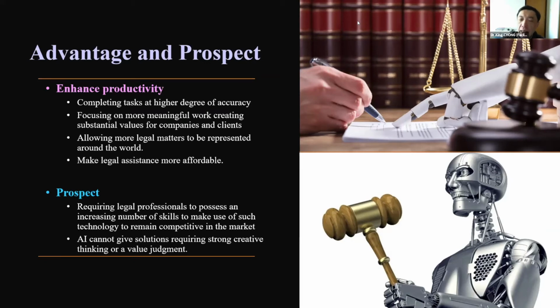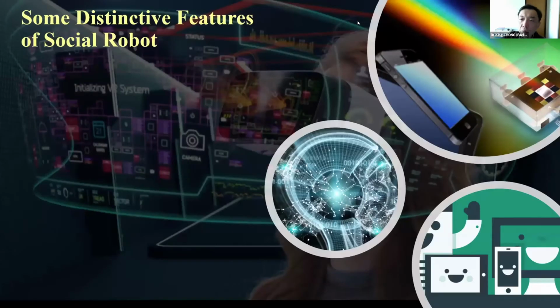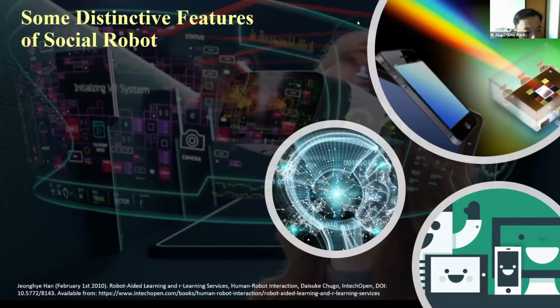But AI cannot give solutions by itself; it requires strong critical thinking, creative thinking, and value judgment. Value judgment and creative thinking still rely on human beings. That means our professionals cannot be replaced. So let's see why we use the social robot. This literature by Mr.